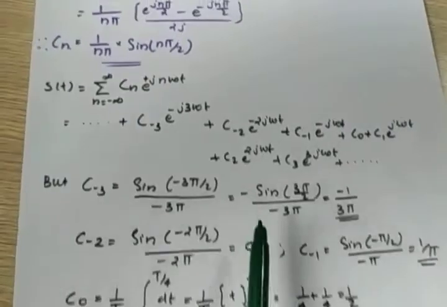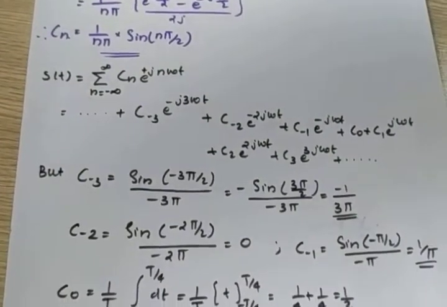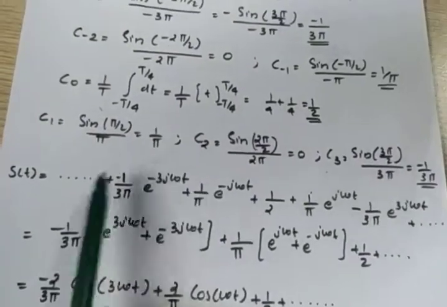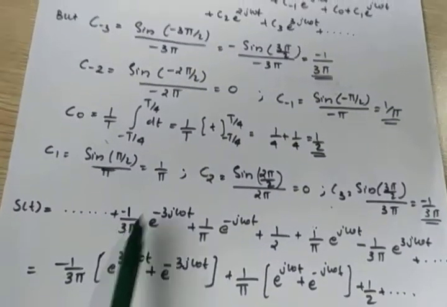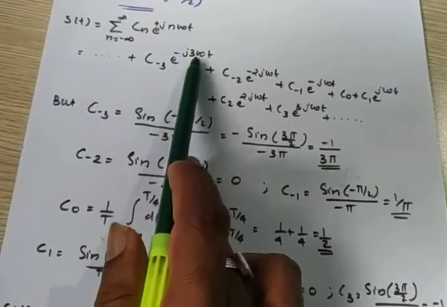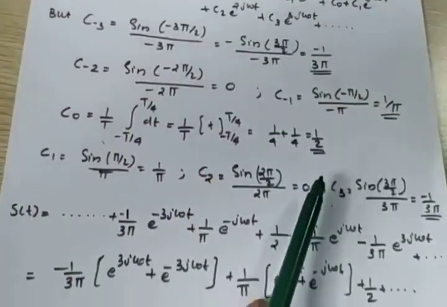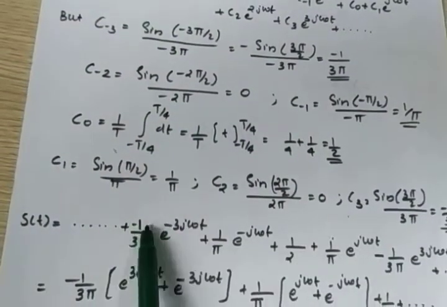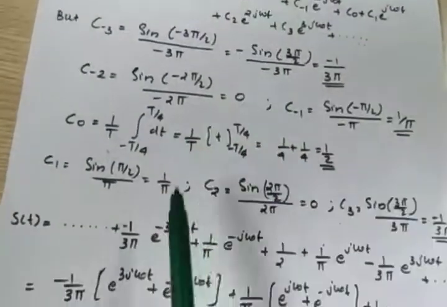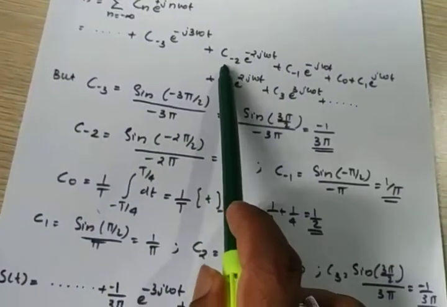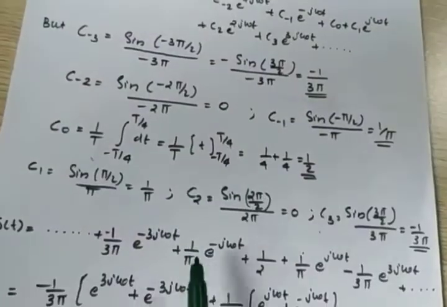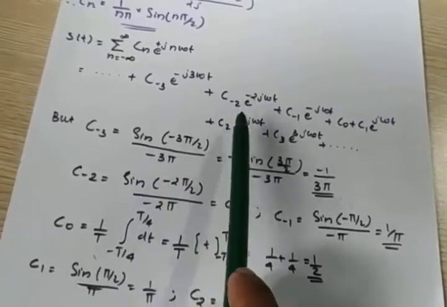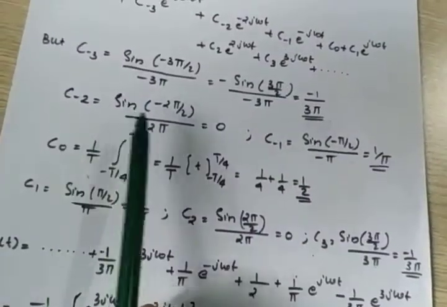Substitute all these coefficient values into the general equation, you will get a term like this. S of t is equal to, first is c minus 3 e raised to minus j3 omega t. So c minus 3 is nothing but minus 1 by 3 pi, so minus 1 by 3 pi e raised to minus j3 omega t, plus c minus 2. Substitute the value of c minus 2 here, it is 0. Now what is c minus 1? C minus 1 is 1 by pi.